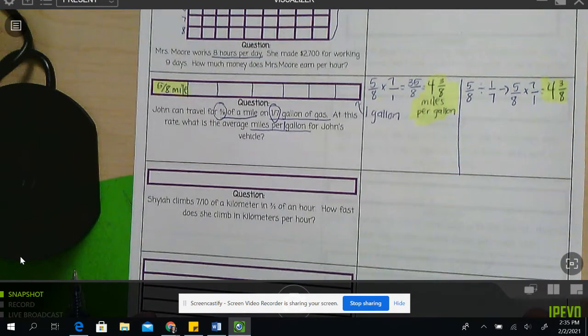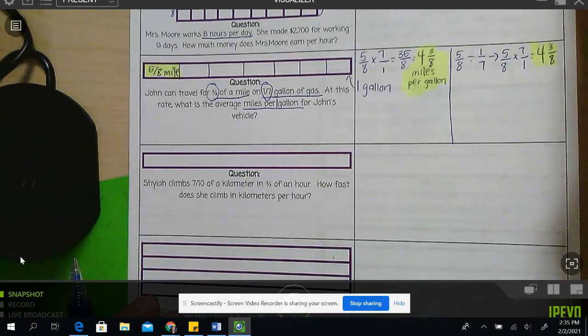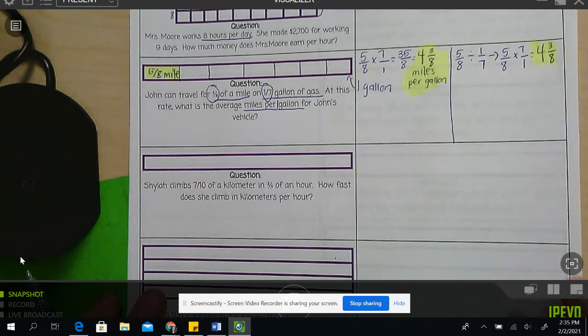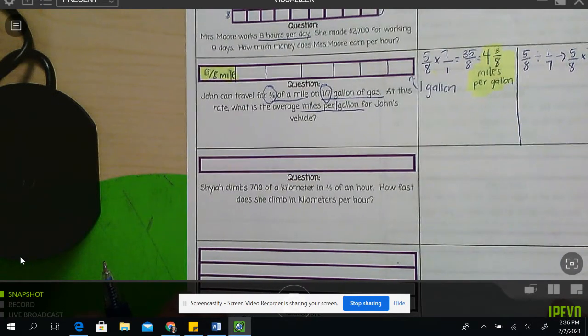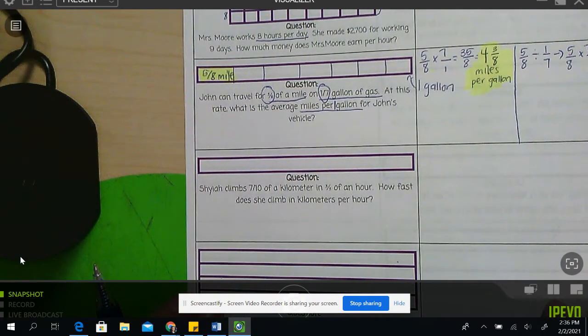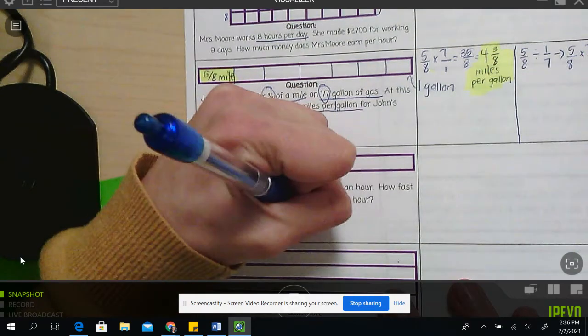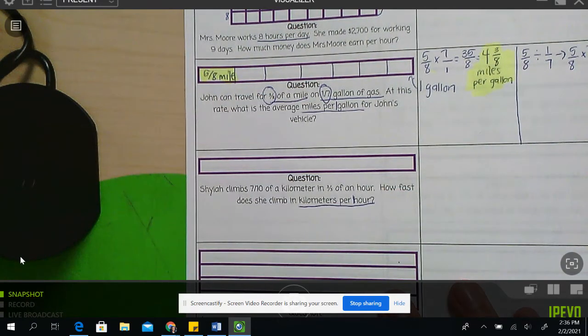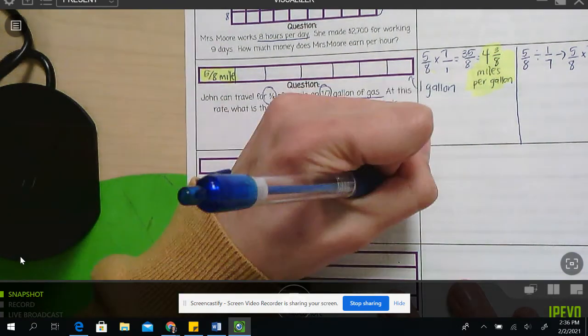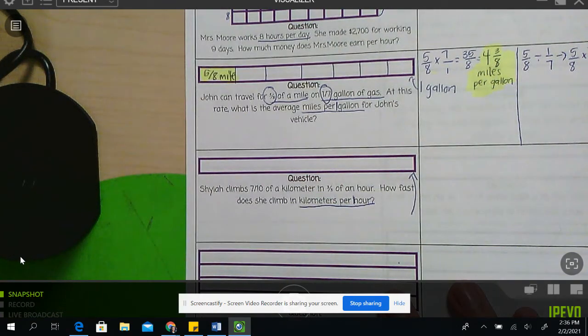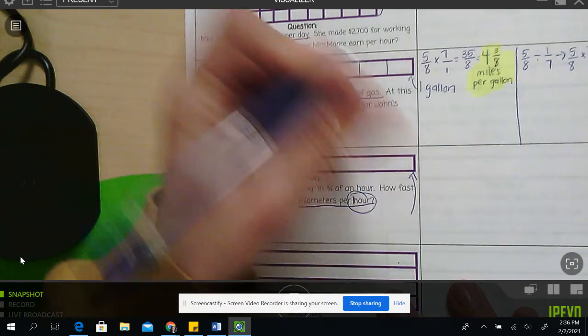All right, next. Shia climbs 7/10 of a kilometer in 3/5 of an hour. So this is where it's going to get a little trickier. We want to know how fast she climbs in kilometers per hour, or kilometers per 1 hour. So what do we think our bar is going to represent? It's going to represent 1 whole hour.